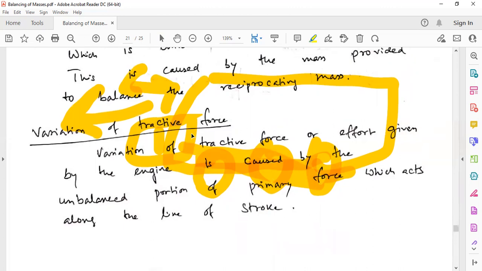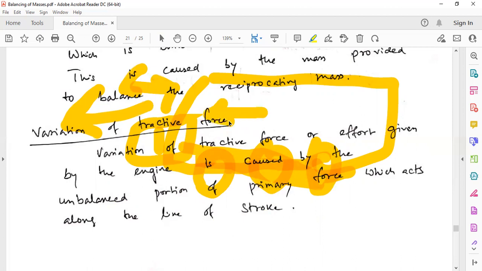So you see the engine stroke in this case is horizontal, either in this direction or this direction. Okay, horizontal engine stroke. So along the line of stroke, we have the primary unbalanced force. The train here, or the locomotive, when we connect all the wheels, also. We are talking about the locomotive.